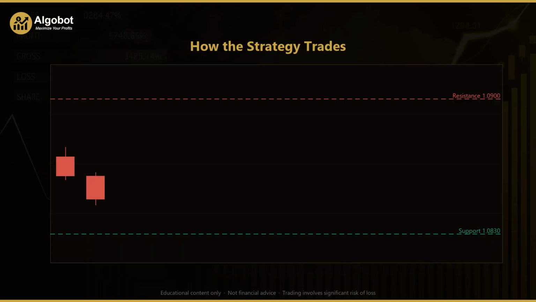Let's bring this to life on the chart in front of you. You're looking at a candlestick sequence with two horizontal reference lines drawn from the strategy's swing pivots, a support line at 1.0830 and a resistance line higher up at 1.0900. Watch how price interacts with these two levels to produce first a long trade and then a short trade.